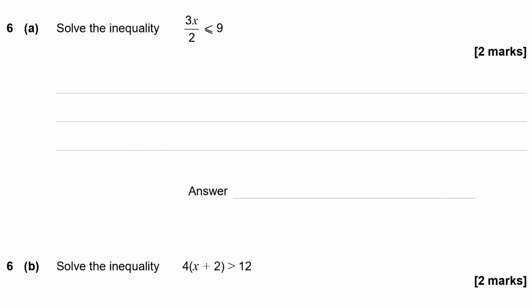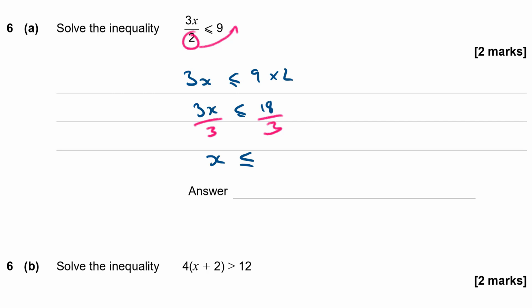Solve the inequality 3x divided by 2 is less than or equal to 9. Now, as long as we don't divide through by a negative number, we can treat these pretty much the same way as we solve any linear equation. So the first step I'm going to do is to take that 2 and cross multiply it. So move it across the equal sign, or not the equal sign, the less than or equal to sign. So that's going to give me 3x is less than or equal to 9 times 2, which is 18. 3x is less than or equal to 18, and then dividing both sides by 3 is going to give me x is less than or equal to 6.